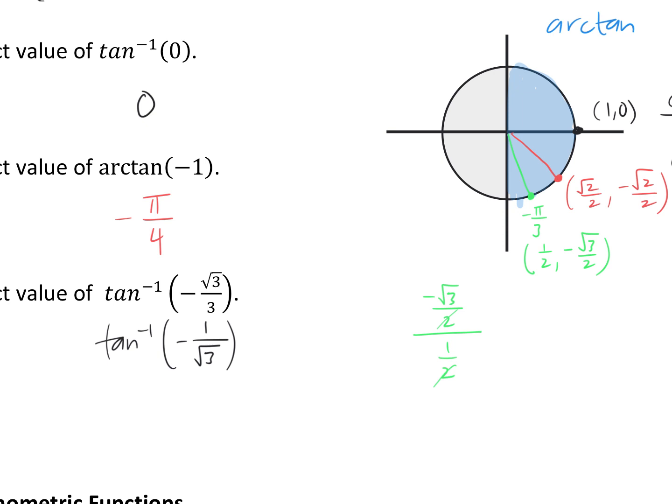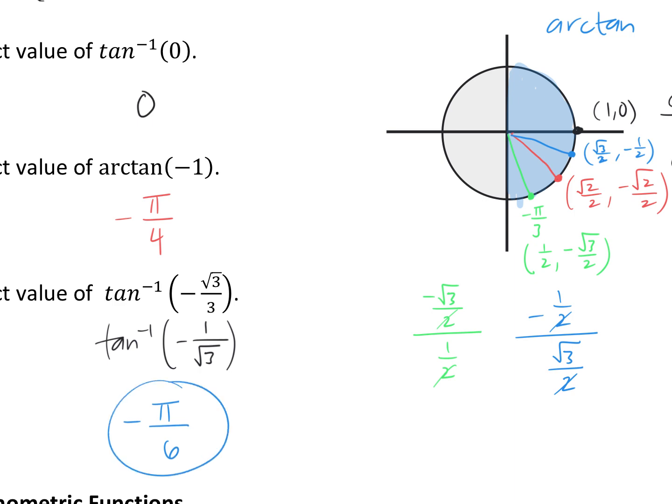But instead of choosing that one, which one do you think it is? The other one. Negative pi over 6 here is the square root of 3 over 2, negative 1/2. If I take my y value, divide by my x value, those 2's go away, and I end up getting the -1 over square root of 3 piece. So this is, in fact, negative pi over 6.